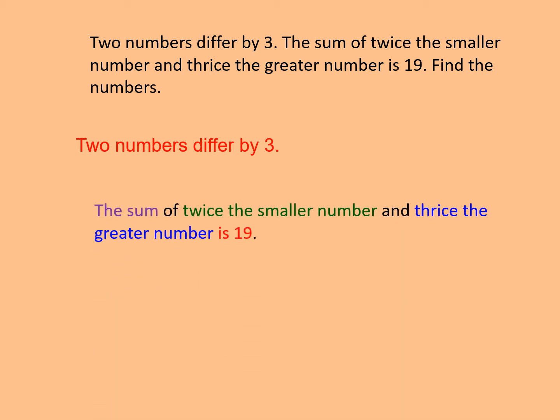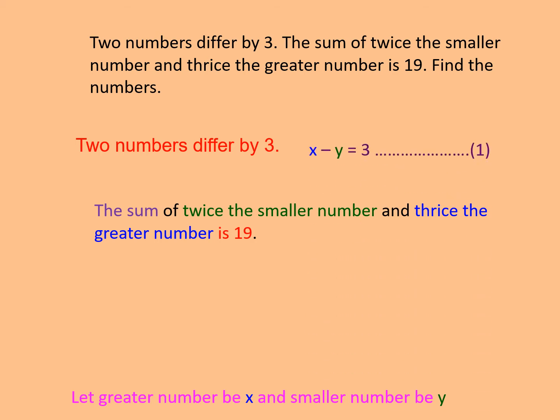What are they saying? The sum of twice the smaller number and thrice the greater number. The two numbers are not arbitrary; one is greater and one is smaller. So let the greater number be x and the smaller number be y. What will our first equation become? Greater number minus smaller number will be 3. So we got the first equation.